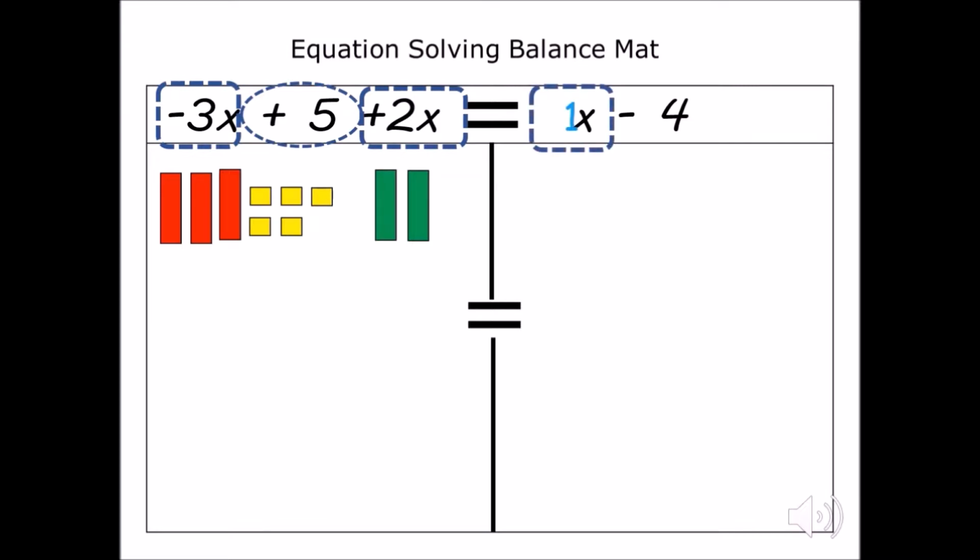For x, or 1x, we will use 1 positive green tile. For negative 4, we will use 4 negative red square tiles. Notice when we have the operation sign directly in front of the term, we use that to determine whether the term is positive or negative. Also notice when we have the variable x standing alone, it did not have a coefficient, but because it is still modeled with 1 tile, we can write it as 1x.